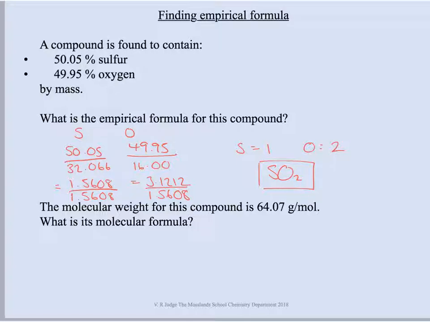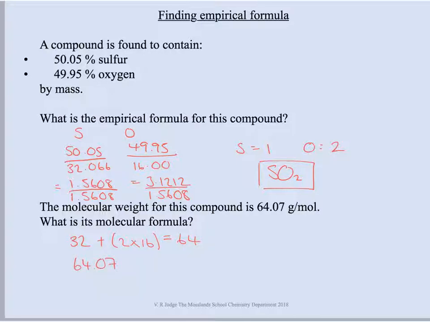Okay, so for the second part we're now going to work out the molecular formula rather than just the empirical formula. The molecular mass of this compound is 64.07. What is the molecular formula? So just like we did in the previous one, find out what the empirical mass would be. So for SO2 it would be the 32 plus 2 lots of 16, which would give you an answer of 64.